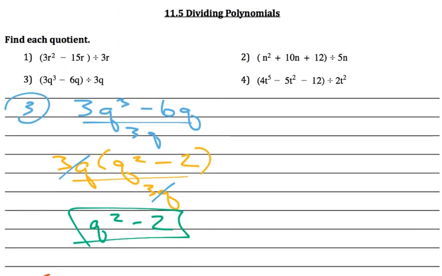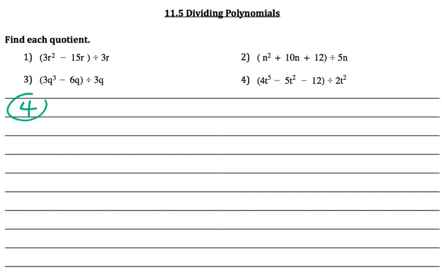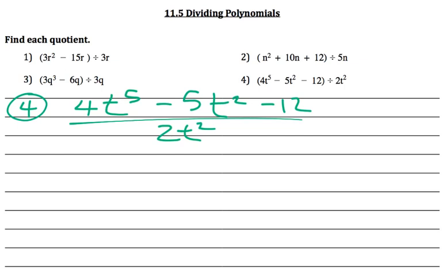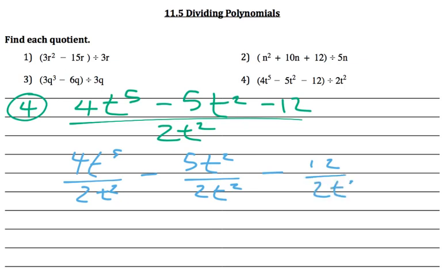I think problem 4 can be an OYO problem, so give yourself a chance to do it on your own, but I will talk through it anyway. 4t to the 5th minus 5t squared minus 12 all over 2t squared. And as I look at this, I'm wanting things to factor, but I just have this monomial term in the denominator, so I'm going to end up writing this as 4t to the 5th over 2t squared minus 5t squared over 2t squared minus 12 over 2t squared.